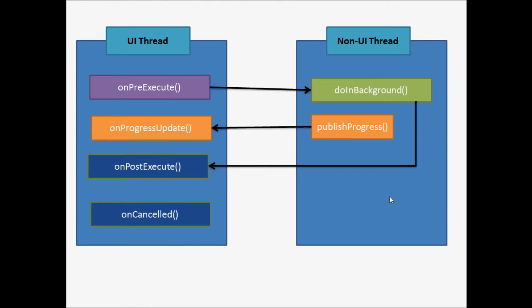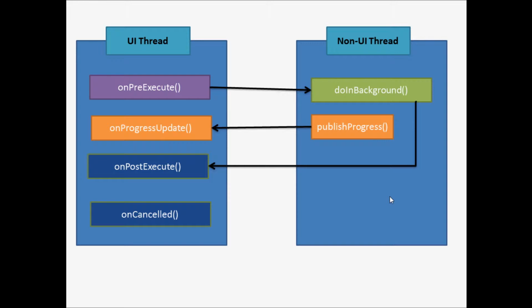In AsyncTask, there are some main methods. What are the main methods? onPreExecute, onProgressUpdate, onPostExecute, onCancelled, doInBackground, and publishProgress.